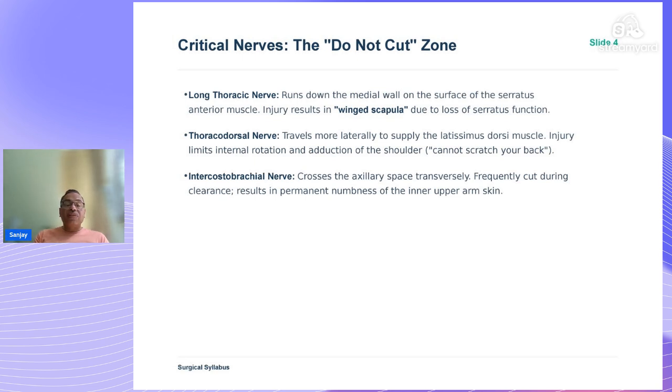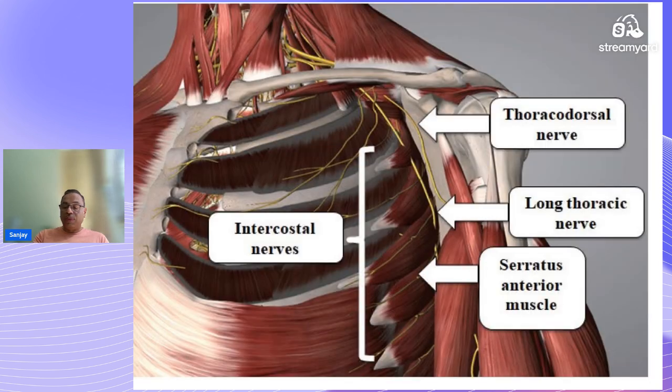So these are the three important nerves: the long thoracic nerve of Bell, the thoracodorsal nerve, and the intercostobrachial nerve. Now, in this video, we can see clearly these three important things. One is the thoracodorsal nerve, the long thoracic nerve of Bell, and the intercostobrachial nerve. These are the three nerves which should be preserved in such axillary dissection.